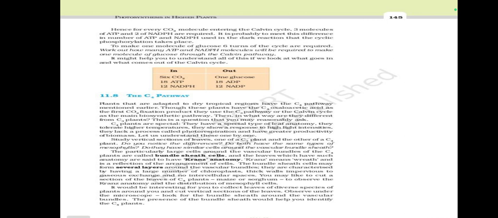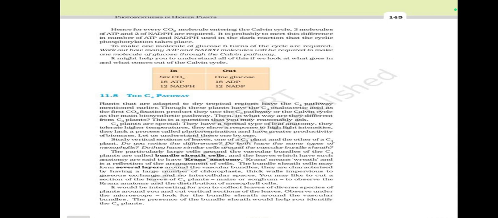Impervious to gaseous exchange. Study sections of the leaves of C4 plants, maize or sorghum, to observe the Kranz anatomy and the distribution of mesophyll cells. It would be interesting for you to collect leaves of diverse species of plants around you and cut various vertical sections of the leaves. Under the microscope, look for the bundle sheath around the vascular bundles. The presence of the bundle sheath would help you identify the C4 plant.